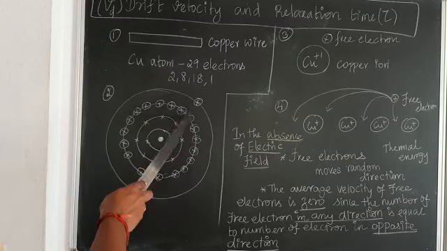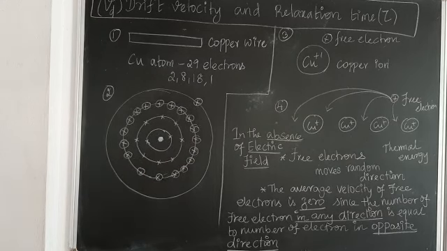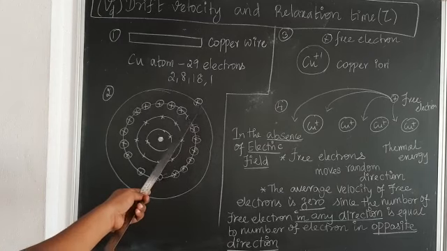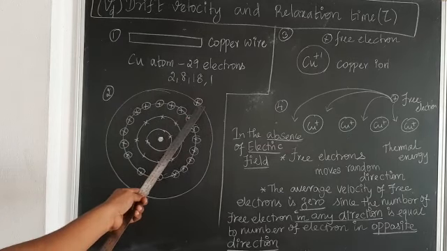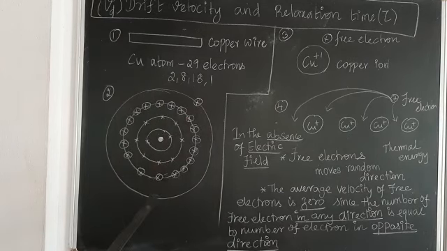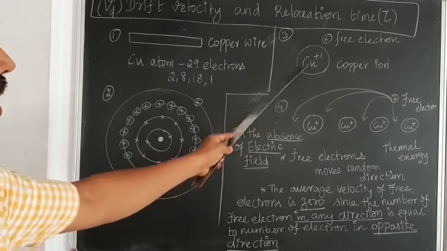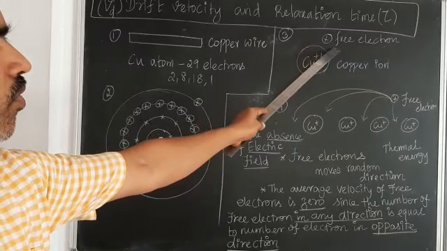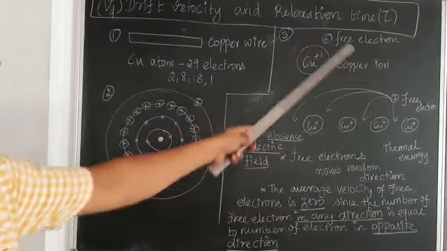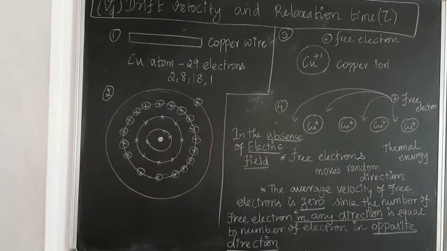Suppose this valency electron is detached from the valence shell, and this is the main reason for conducting current, because this electron is detached and becomes a free electron. Once we detach this electron from the copper atom, the copper atom becomes a copper ion, Cu1 plus, because we removed one electron. So here we have a free electron. This free electron can move inside the material anywhere, in random directions.